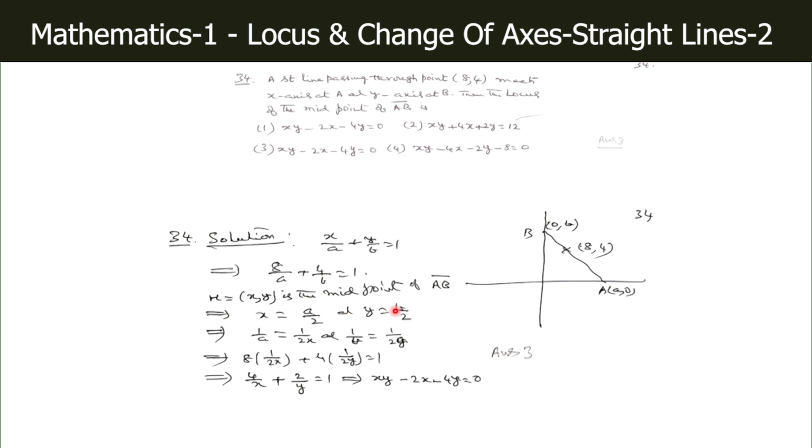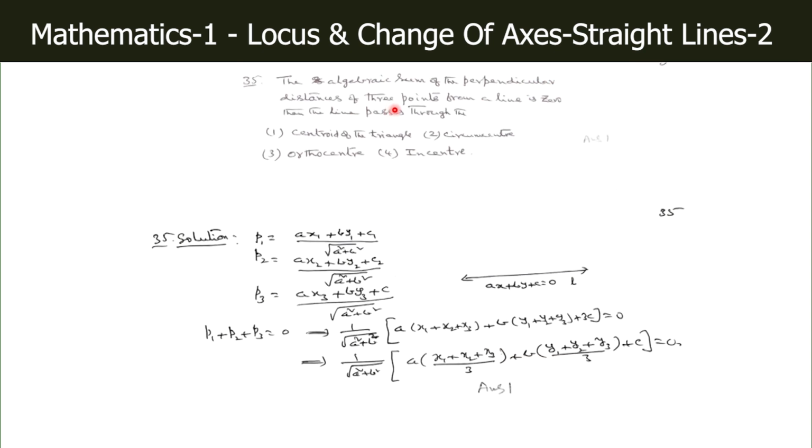So, therefore, substituting these values in 8/a + 4/b = 1, we have 8 into 1/(2x) + 4 into 1/(2y) = 1, or 4/x + 2/y = 1, or xy - 2x - 4y = 0. So, the correct option is option number 3.